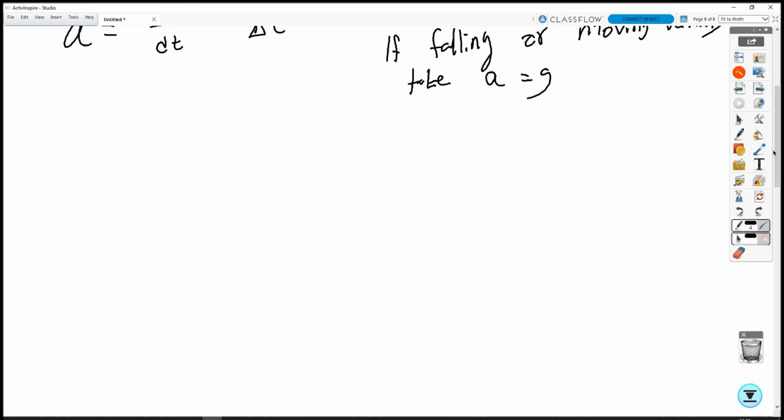So, next, you need to memorize these equations of motion for constant acceleration. So these equations only apply if acceleration is constant. If acceleration is not constant, you cannot use these equations. So equations of motion for constant acceleration.